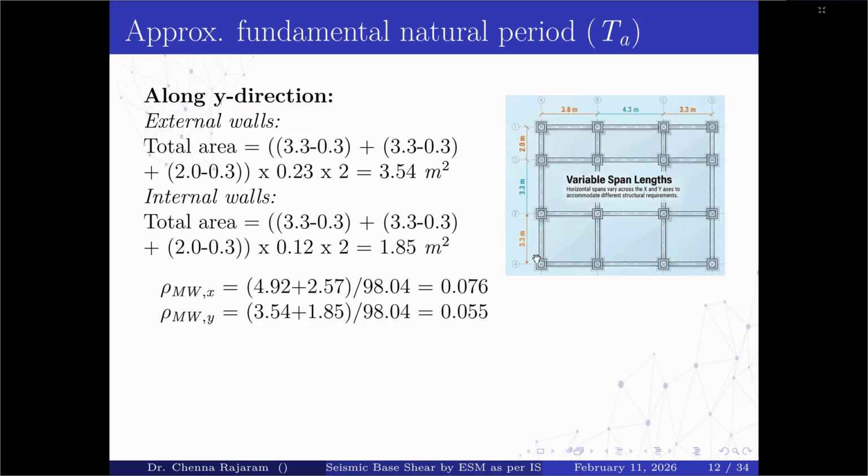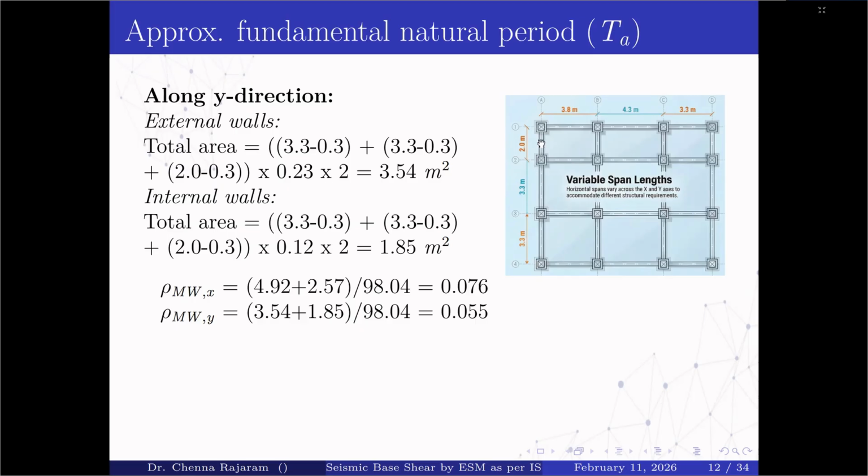So that means this is 0.3 by 2 and this is 0.3 by 2. That is 3.3 minus 0.3 by 2, 0.3 by 2. That means 3.3 minus 0.3. Similarly, for 3.3 and 2, multiply with 0.23. For external walls, the thickness of the wall is 0.23.